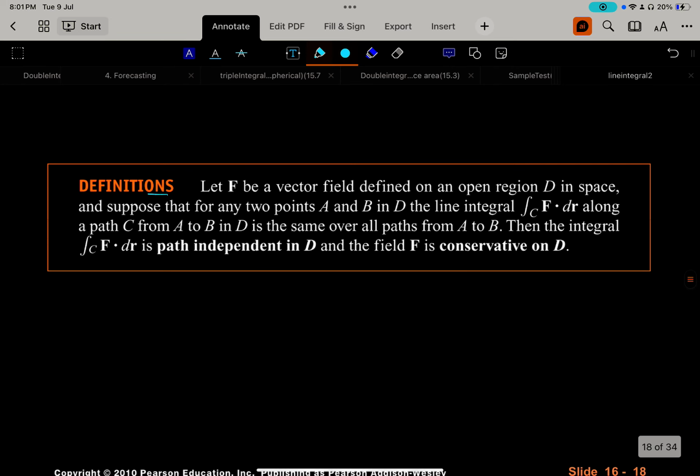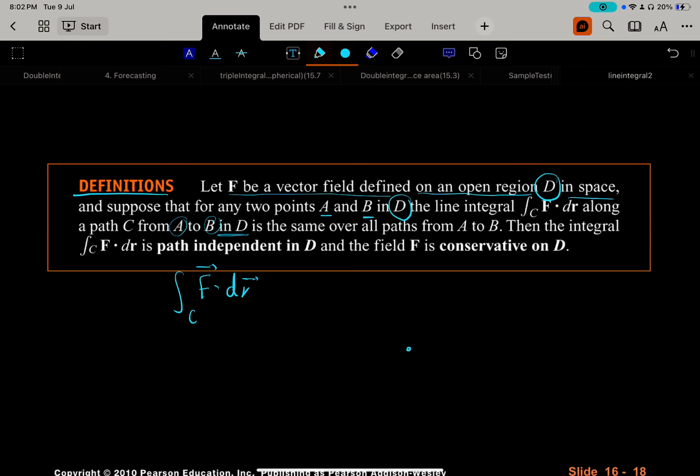Let's start with the definition. Now let's break this down. Let F be a vector field defined on an open region D in space. Suppose that for any two points A, B in the region D, the line integral over the curve C of F dot dr, these are vectors, which is the line integral along the path C from A to B in D, is the same over all paths from A to B.